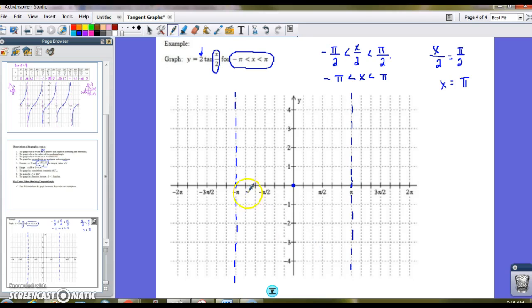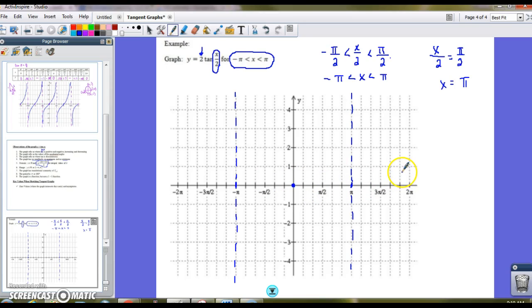Basically what I'm trying to do is figure out what the value of tangent is at negative pi over 2 and at pi over 2. That's what I'm going to be looking at. I'm looking for my tangent here because that's halfway between the asymptote and the 0. At negative pi over 2, I'm halfway between them. At positive pi over 2, I'm halfway between them as well.